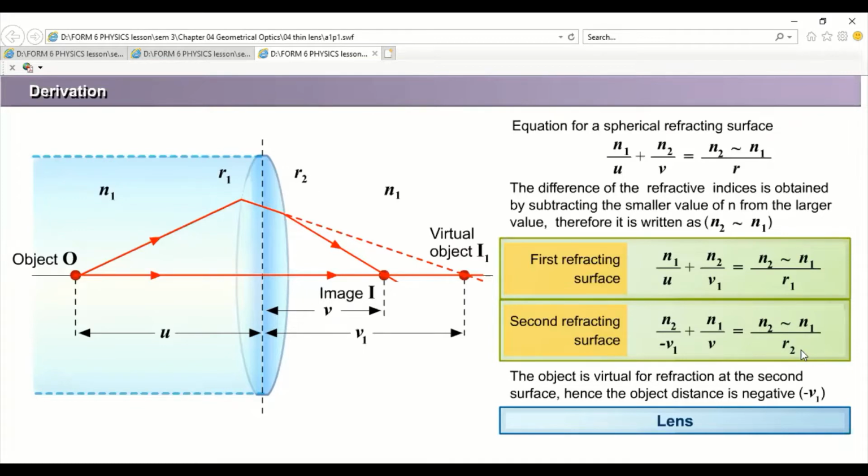The object is virtual, where this first object is here, which after being reflected by surface one, the image will form somewhere here. The image becomes the object for the second curved surface. So the object now is actually the image of the real object, formed by the first reflecting surface. So we said that the object is virtual for the second reflecting surface, so we use the negative V1.